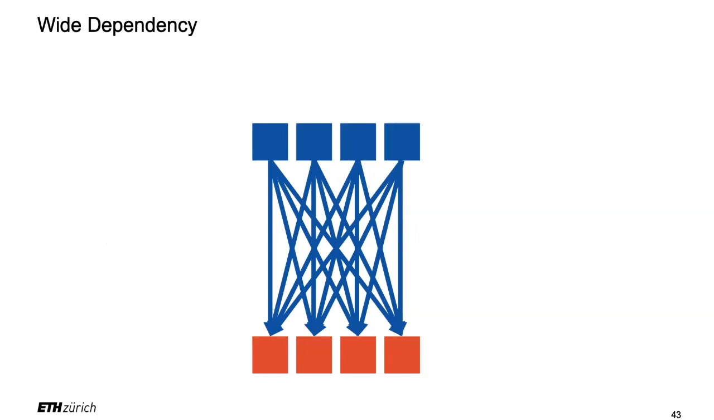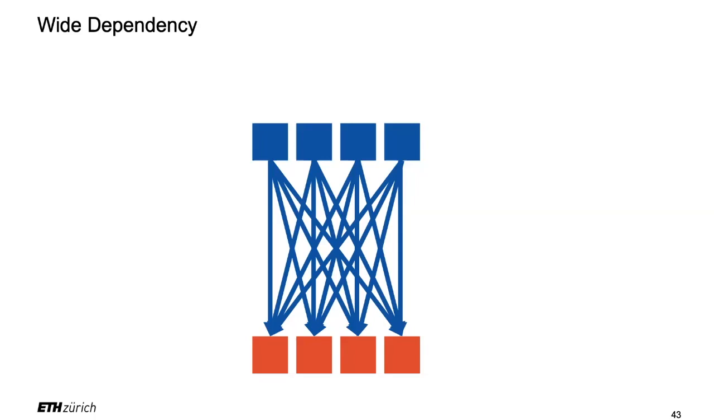Map, yes, that's one. Another one? Flat map, yes, that's true as well. I also hear the correct answer here. Filter, right? Filter is also one. Filter is indeed a narrow dependency, right? So this should give you an intuition, right? Filter, map, flat map, narrow dependency. Join, sort, group by, wide dependency.